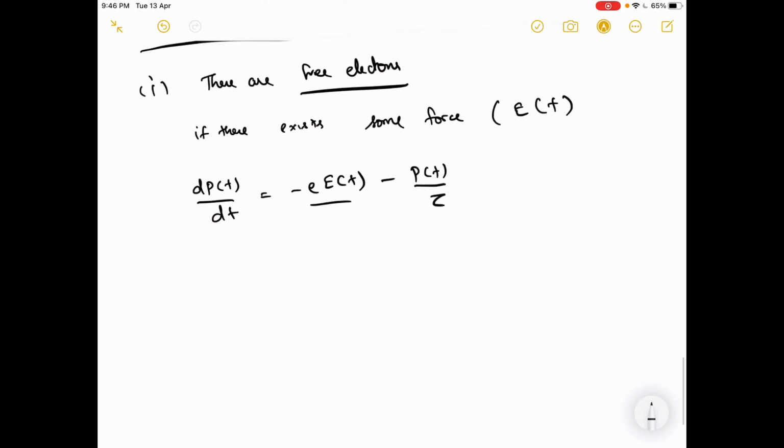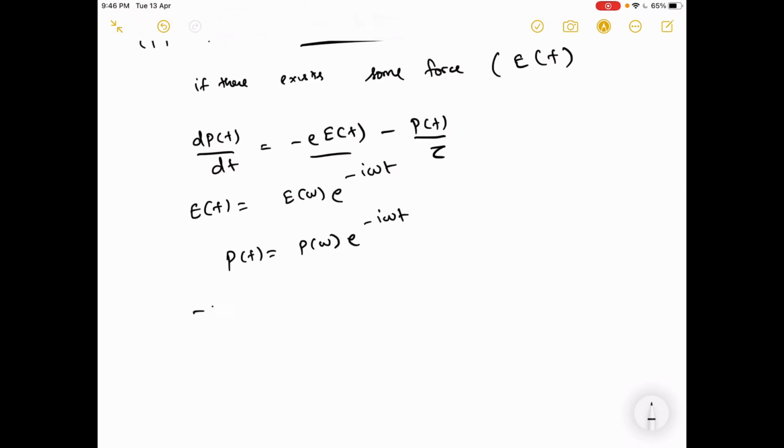And the easiest solution for this, given that E of t is some E of omega times e to the power minus i omega t, omega being the frequency of the electromagnetic radiation, the simplest solution is p of t equals some p of omega times e to the power minus i omega t. If I substitute this, I will get minus i omega p of omega e to the power minus i omega t equal to minus E of omega e to the power minus i omega t minus p of omega e to the power minus i omega t by tau.